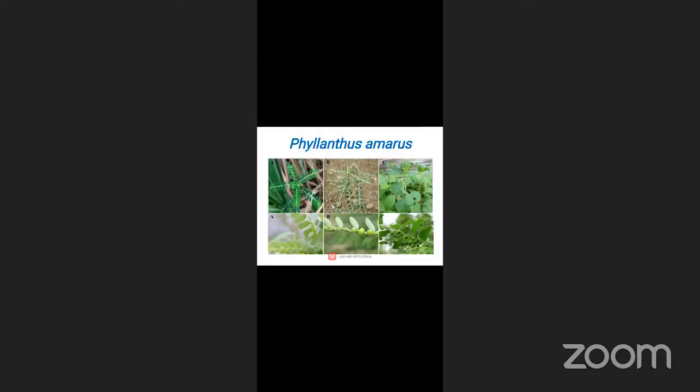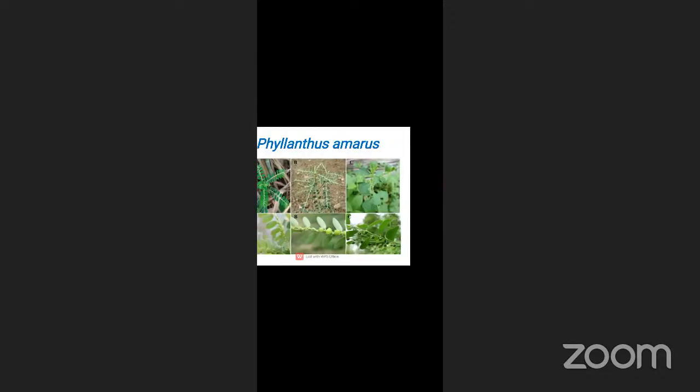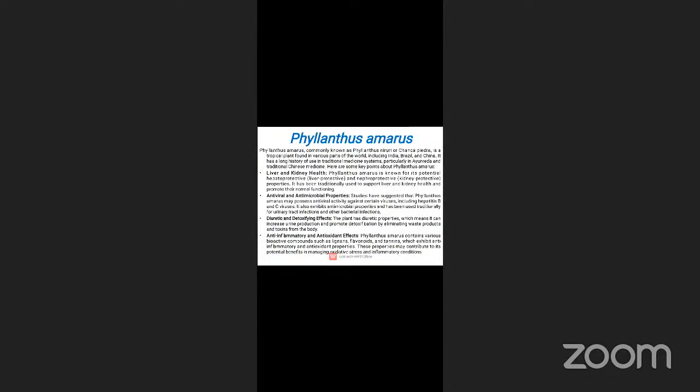So, Phyllanthus amarus. Phyllanthus amarus, commonly known as Phyllanthus niruri or Chenkavidra, is a tropical plant found in various parts of the world, including India, Brazil, and China. It has a long history of use in traditional medicine systems, particularly in Ayurveda and traditional Chinese medicine.